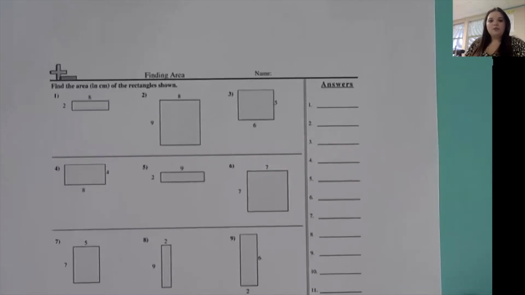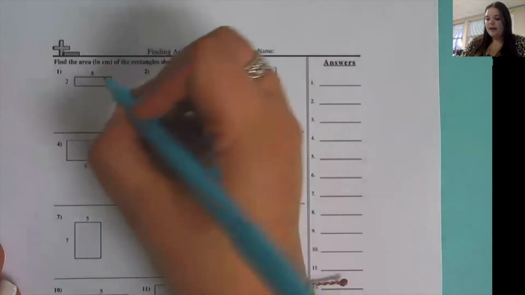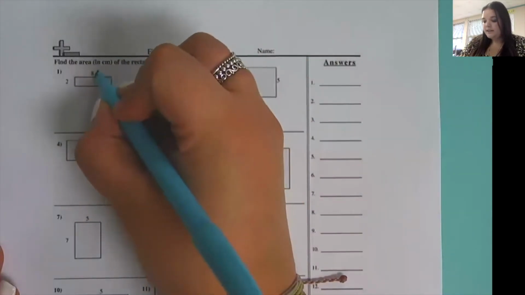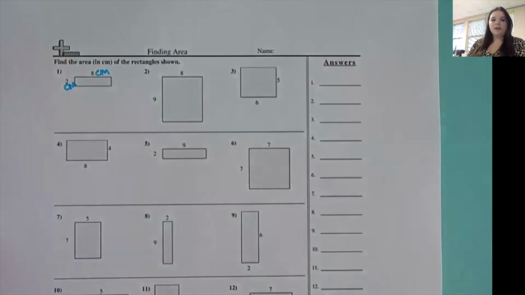Now we're going to do this worksheet right here, finding area. The instructions read, find the area in centimeters of the rectangles shown. So we're going to find the area of these rectangles based on centimeters. So what we know is that 8 centimeters, 2 centimeters, right? Now, do you guys remember our formula?